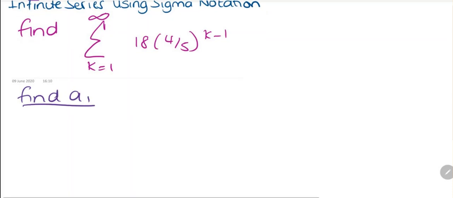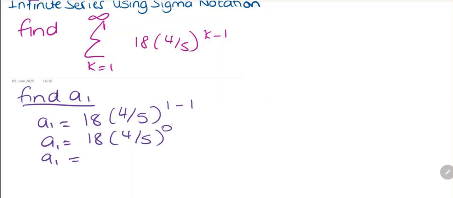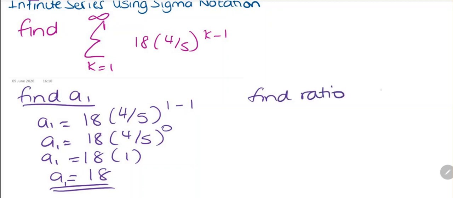So the a1 value, we need to replace k with 1. So this is going to be 1 minus 1. So a1, so 18 times 4/5, and 1 minus 1 is 0. So we know anything to the power of 0 is 1. So 18 multiplied by 1 will just be 18. So a1 is 18.